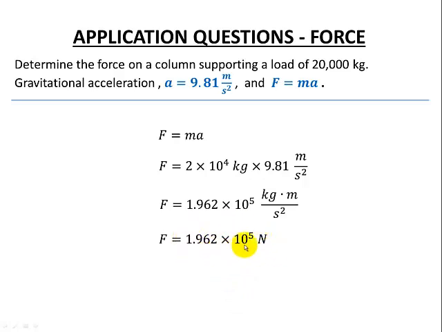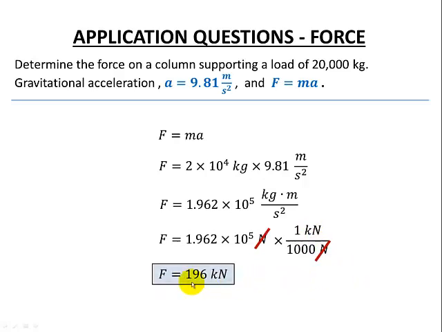But again, that's a pretty big number. So let's maybe convert the newtons to something bigger. And let's convert it to kilonewtons for now. So I know that there's 1,000 newtons in 1 kilonewton. My newtons will cancel out. And that's going to be 196 kilonewtons. Okay, so again, you'll be getting a fair amount of practice with this, both in this course and your other courses, with kilonewtons, meganewtons, etc.